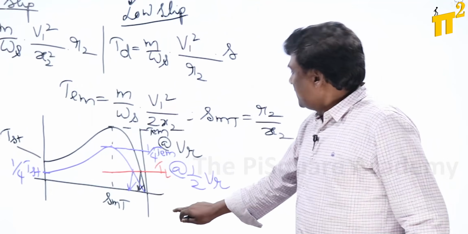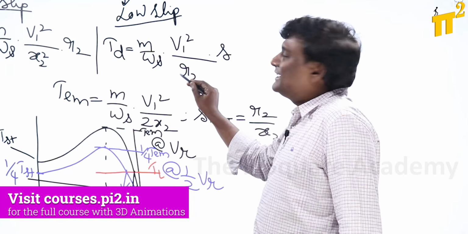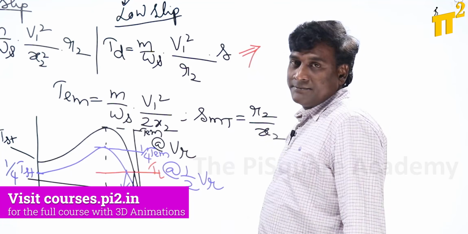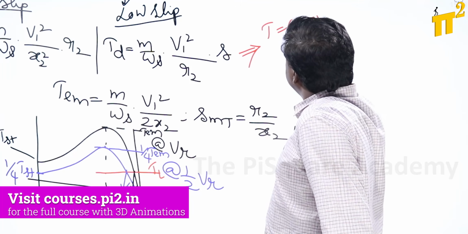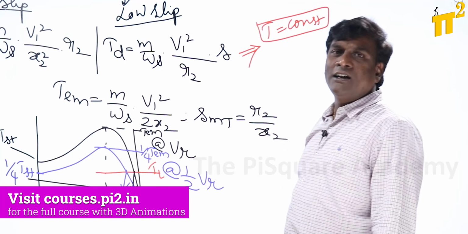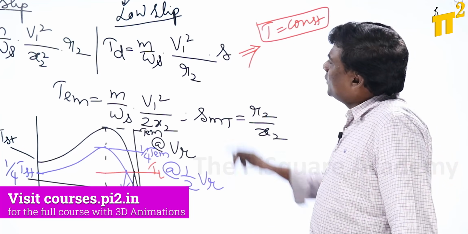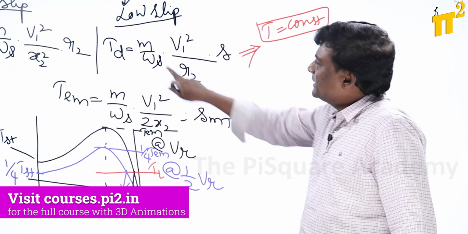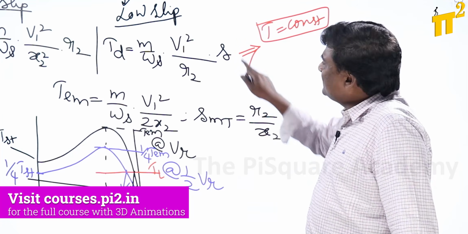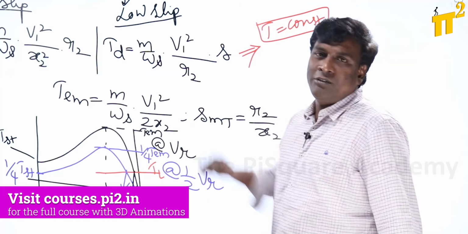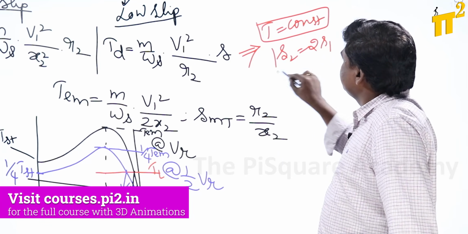Now for example, here this is going to be the low slip region, or running condition torque. For a given torque, the torque is going to be constant, decided by the load. A constant torque load is there, and the voltage is reduced to half. M is not changed, omega s is not changed, R2 is not changed, voltage is reduced by half, meaning that slip has to be doubled such that the same torque will come. So my S2 is going to be 2 times S1.